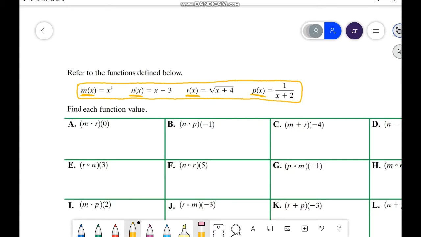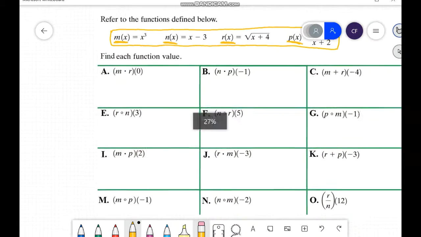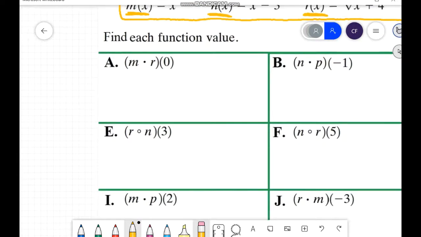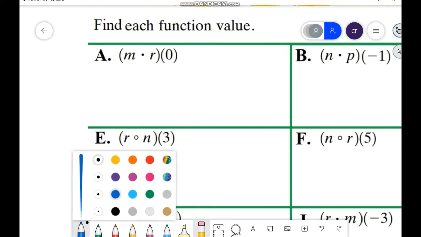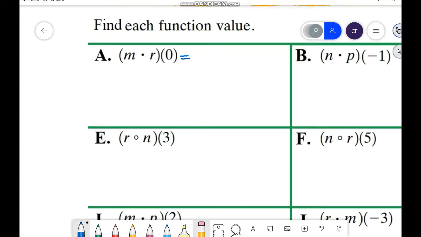We have regular operations that we need to perform, like addition, subtraction, multiplication, division. That's easy. And we have the compositions, the new thing that's a bit confusing yet. So let's try first a regular one, a regular multiplication. Letter A, we will multiply m of 0 times r of 0.